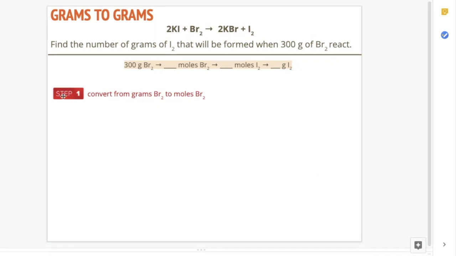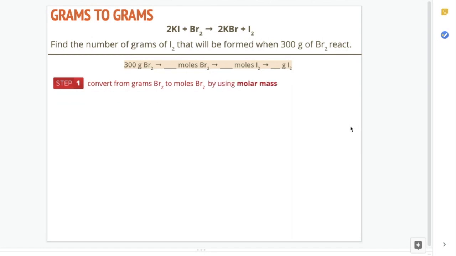Okay, so the first step of our path said that we need to convert from grams of bromide to moles of bromide. So how do I do that? I use the molar mass. You guys should be really familiar with this now, so I'm going to speed through step 1. The molar mass of bromide, we use the periodic table to find out. It is 80 grams per mole. We have 2 of them. 80 times 2 is 160, sorry.